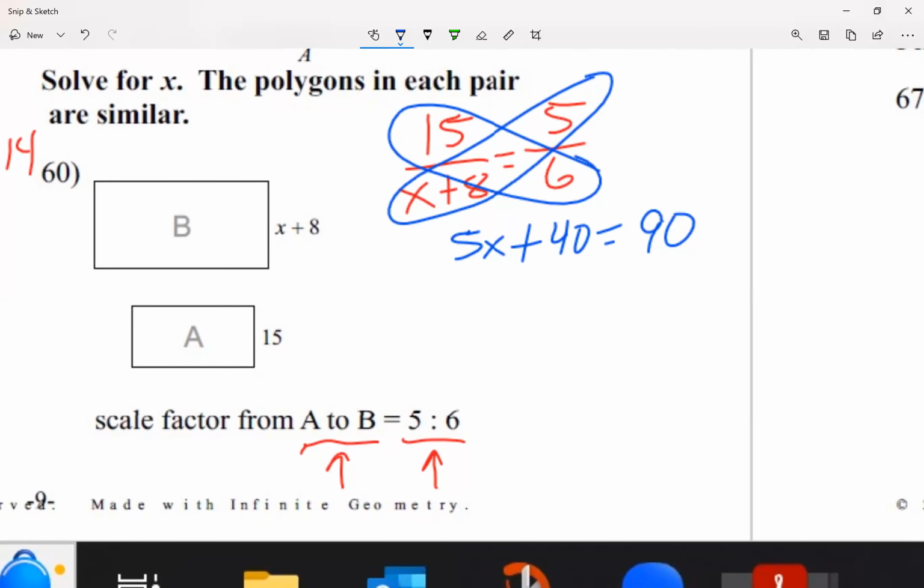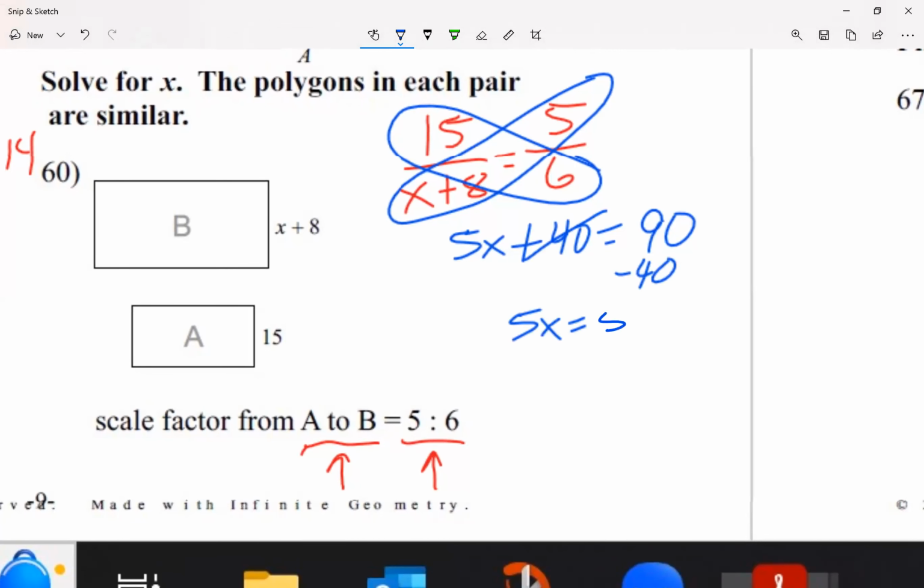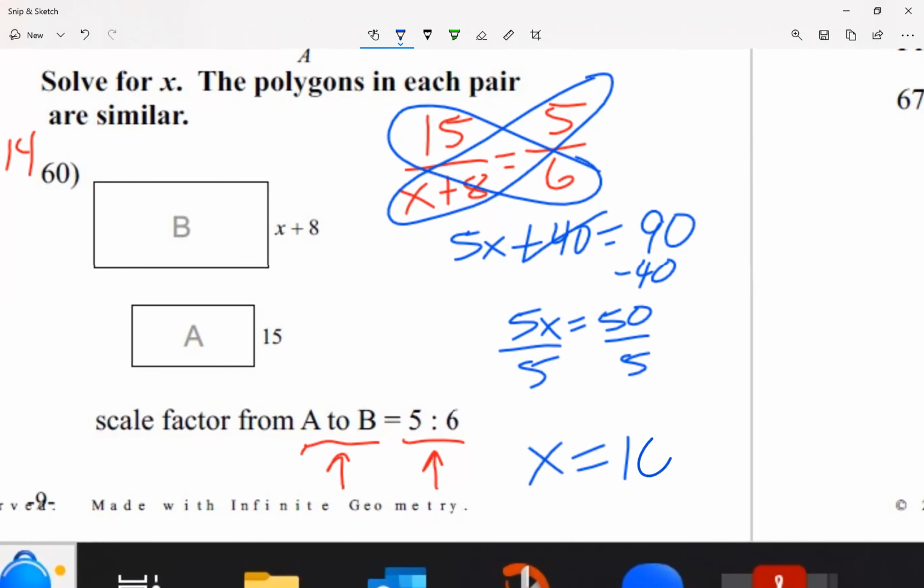Now, to get the 5x by itself, this plus 40, let me move it as a minus 40. Don't forget to switch the side. So I have that 5x is equal to 50, right? 90 minus 40 gave me 50. Now let me divide both sides by 5. So I'm going to get that x is equal to 10. Okay, solve for x, 10. Found the value of x.